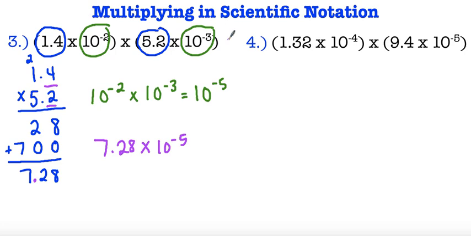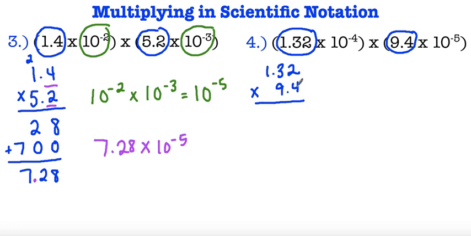So last example, we're going to do the same thing. We're going to multiply these two together first. And remember that when we're multiplying decimals, we do not need to line up the decimal. It's not like addition and subtraction. So 4 times 2 is 8. 4 times 3 is 12. Bring up my 1. 4 times 1 is 4, plus 1 is 5.